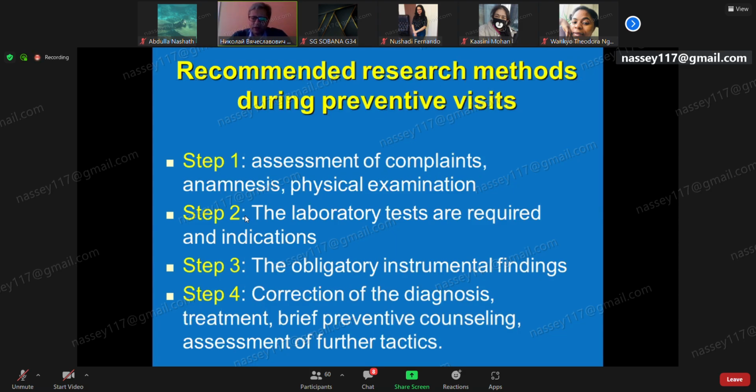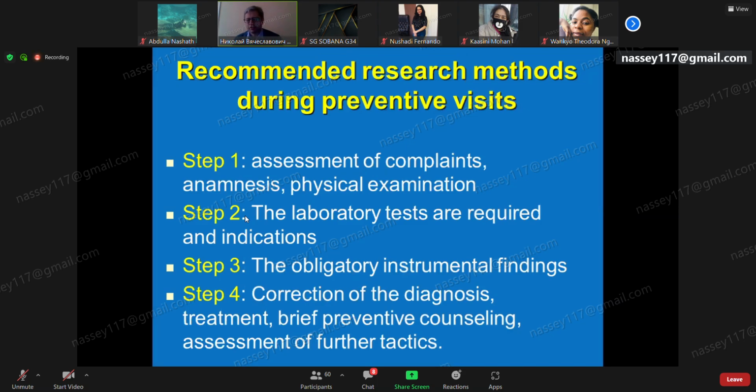And step four, correction of the diagnosis if necessary, for example, elevation of functional class of heart failure or stable angina functional class, or elevation of stage for hypertension due to disease progression. According to the corrected diagnosis, we should correct the patient's treatment.